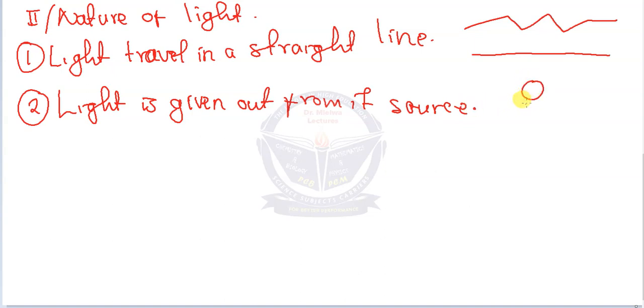Inaweza kuwa balbu, inaweza kuwa jiko pale umewasha moto wako, unakaanga maandazi, wali, vitumbua. Lile jiko likikaa pale linakuwa linatoa mwanga. Ule mwanga ambao linautoa pale, that is light. So now that light travels in a straight line, but it comes from a certain kind of source that produces that light. So that is point number 2.